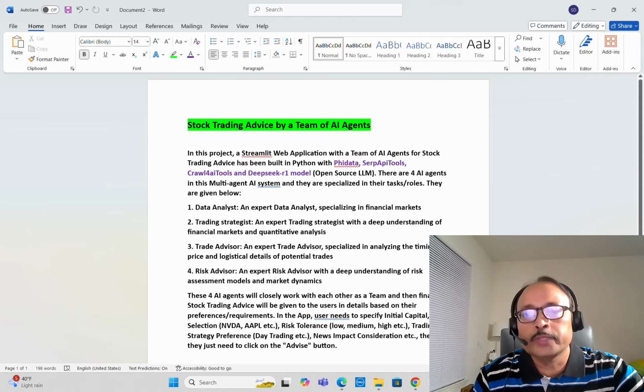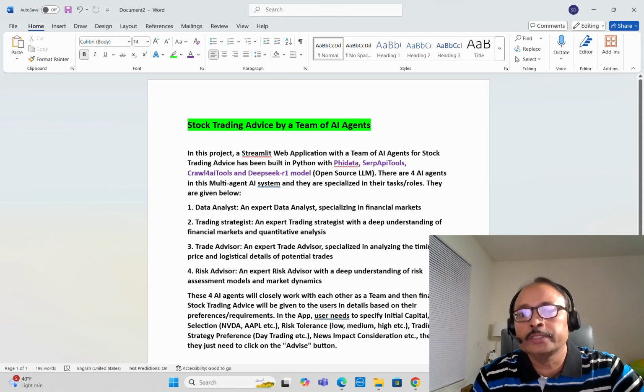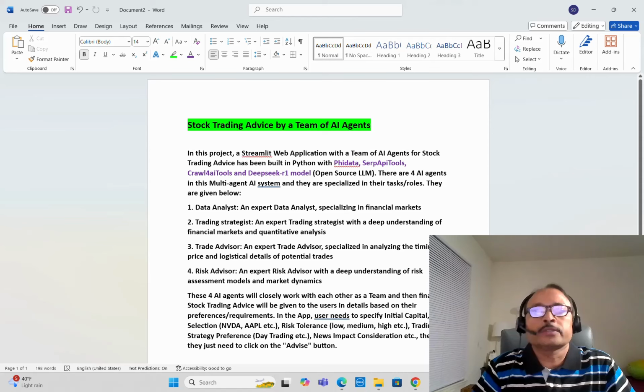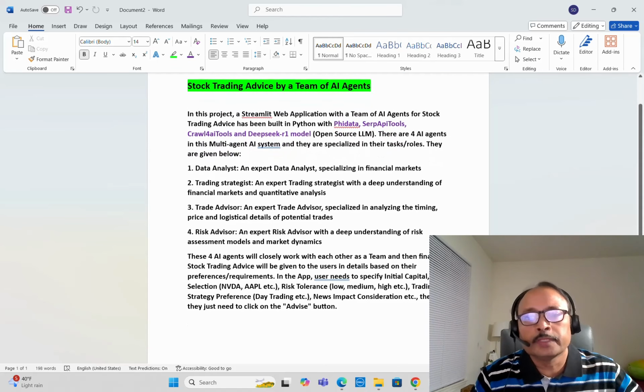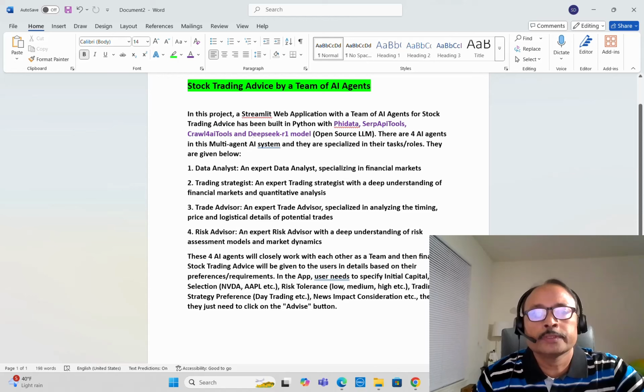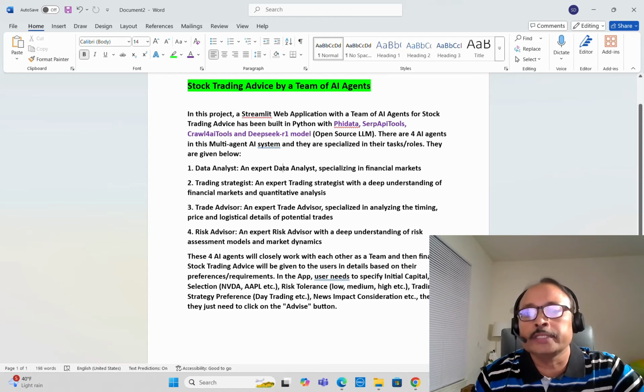So here we are going to build one multi-agent AI system, where 4 AI agents will work together, and these 4 AI agents are specialized in their specific tasks or roles. So what are those agents? Number 1 agent, the Data Analyst, an expert data analyst specializing in financial markets.